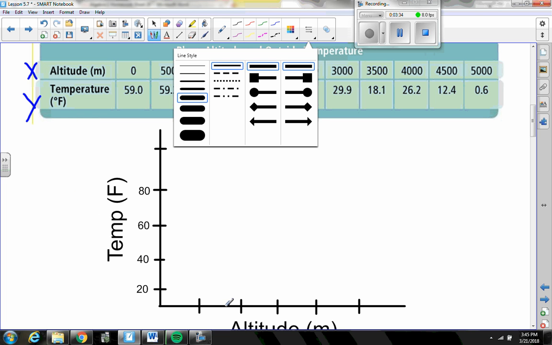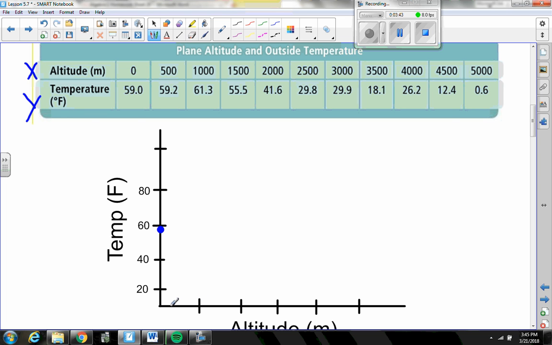So the first one I see is altitude of 0, which would be way back here. Temperature of 59 degrees, which is right about there. If I go up to 500, let's see, 1, 2, 3, 4, 5,000, so 500 would be here, halfway between 0 and 1,000. I'm up at 59.2 degrees, which is pretty much exactly the same spot as before. If I go out to 1,000 feet up, I'm at 61, which is a little bit higher than before. Then I go out to 1,500 in the altitude, and I graph 1,500 with 55.5, which is a little bit lower now, like that.